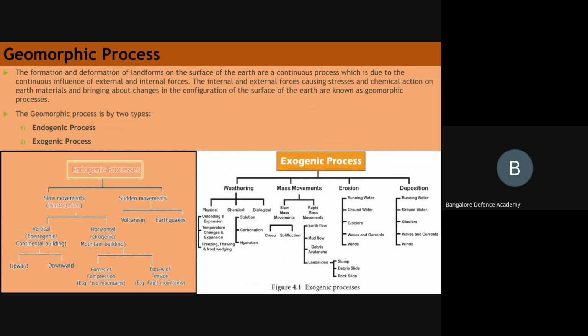Morphism means change in form, logy means study. Geo means earth. Geomorphology: geo means earth, morphism means change in form, logy means studying those changes. It's called geomorphology. Okay, and the earth is not the same now, and it will not be the same in the future also.